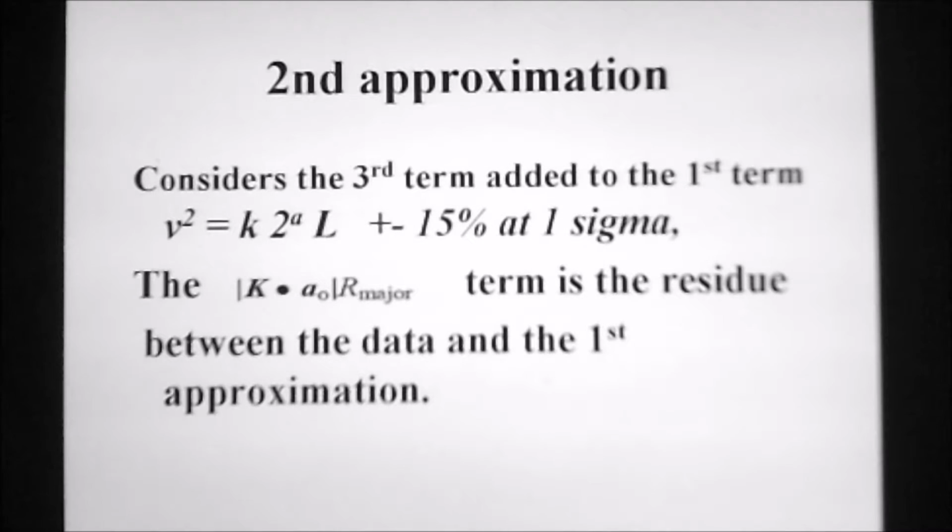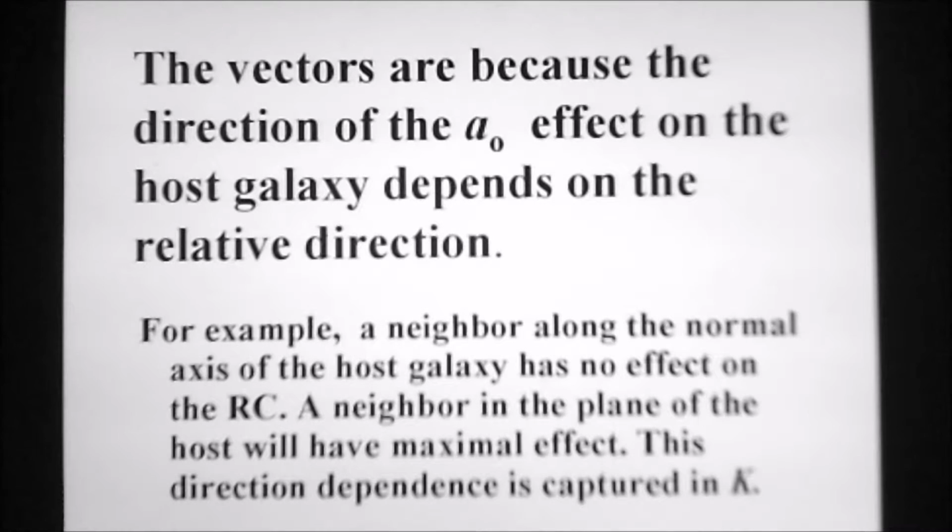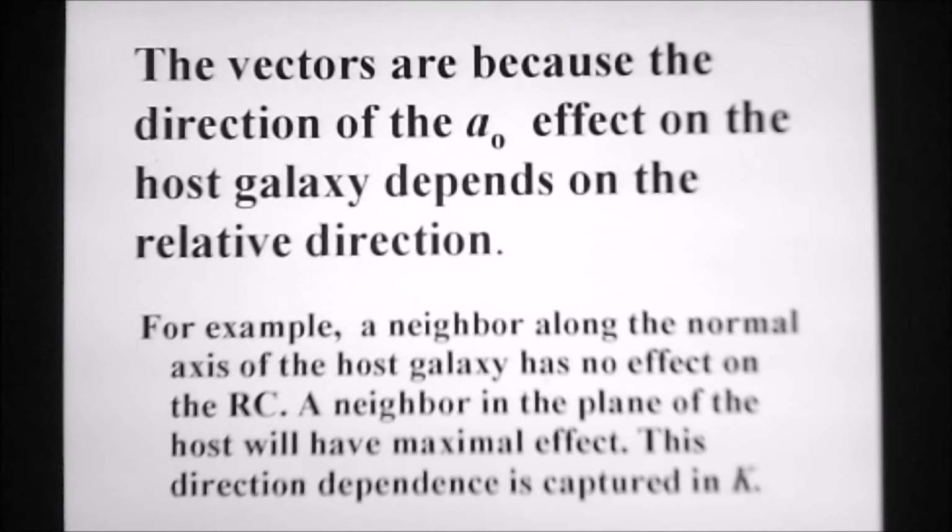In the second approximation, we start with the first term, and then we add this term, which turns out to be a residue between the data and the first approximation. The vectors are there because the direction of the acceleration effect on the host galaxy depends on the relative direction. For example, a neighbor along a normal axis of the host galaxy has no effect on the RC. A neighbor in the plane of the host will have maximal effect. This direction dependence is captured in the K vector term.